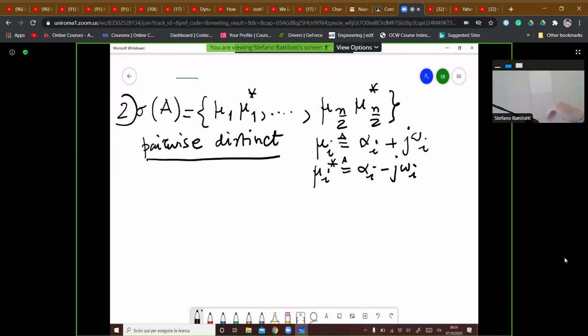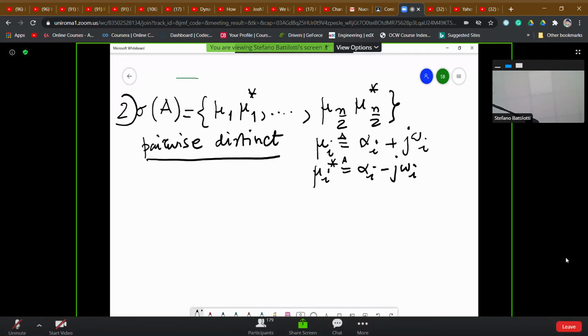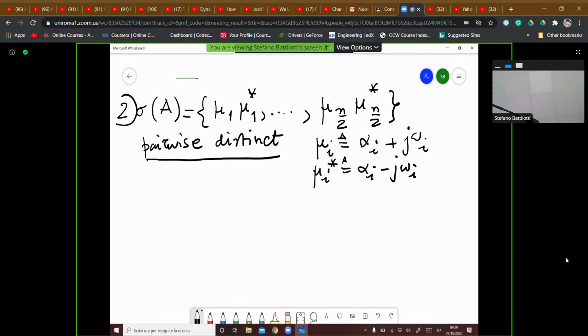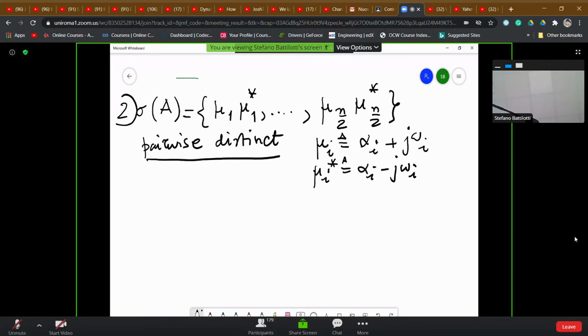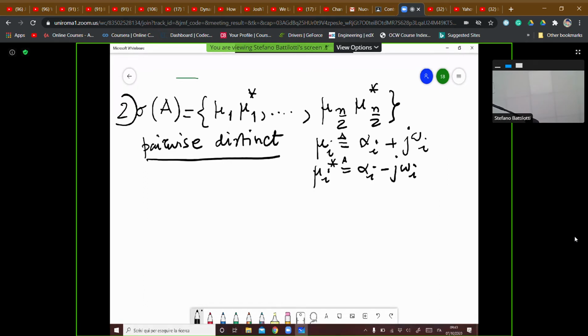Basically, this is a simple result which comes from algebra. When you have a pair of complex conjugate eigenvalues, you can associate to this pair a pair of eigenvectors which are complex conjugate. So this is a general result of algebra. So what we expect here is to associate with each pair of complex conjugate eigenvalues one pair of complex conjugate right eigenvectors.